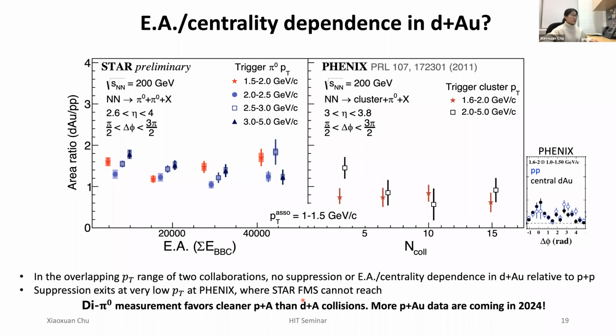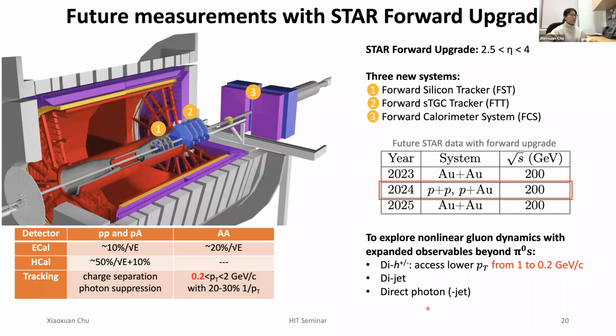So for this pi-zero measurement, one thing is the background in D gold is too high compared to PP and PA. The other thing is double particle interactions are undetermined, and that makes the D gold measurements very challenging. So actually, this pi-zero measurement favors cleaner PA collisions compared to D gold collisions. The good news is we will have more PA data in 2024 with the STAR forward upgrade.